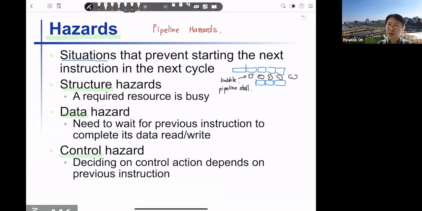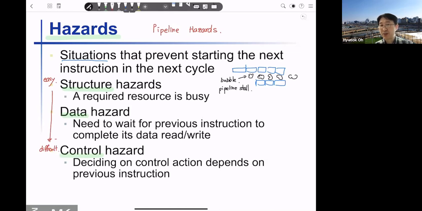So do you guess which is most difficult to resolve? Even though we didn't know what a hazard is, definitely this one is easy, and the last one is the most difficult to solve. Okay, so let's look at what they are: structure hazard, data hazard, and control hazard.